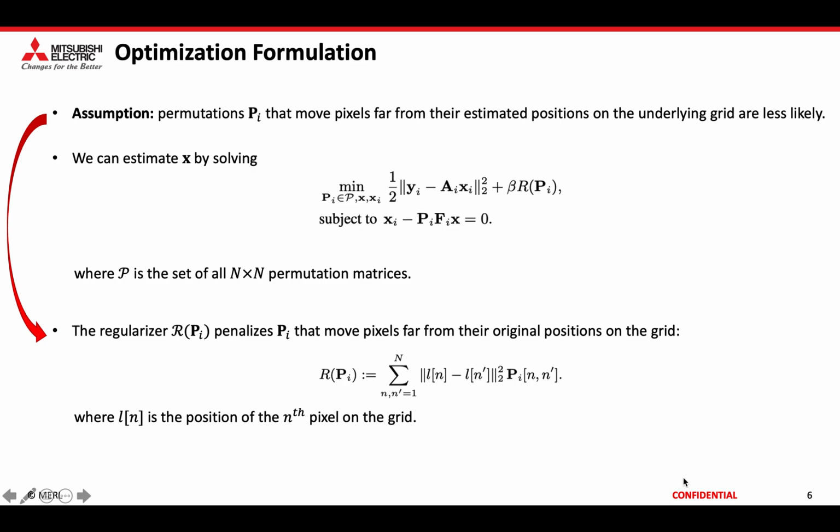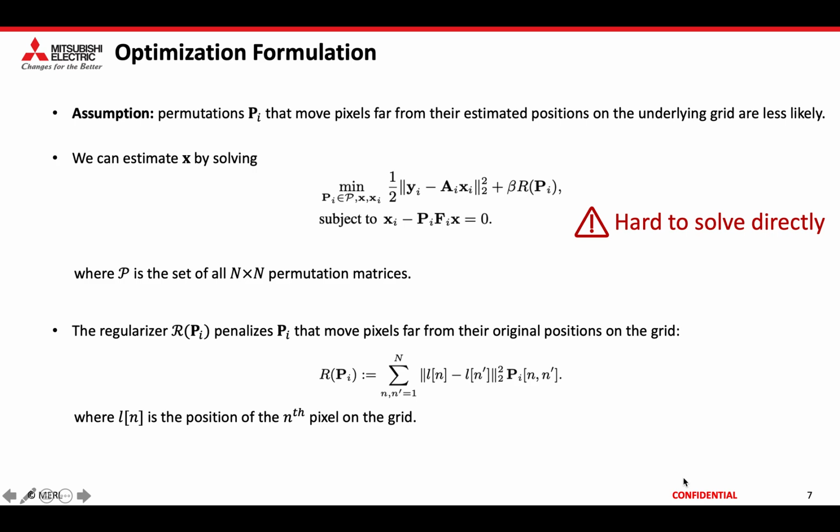Instead, we focus on the regularization for the permutation. The one that we define here is the weighted sum of all the entries of the permutation matrix, where the weight for the (m,n) entry is the distance between the mth and the nth pixel on the grid. Essentially, this will penalize permutations that move pixels far away on the grid, matching our assumption. While this is a reasonable formulation, the computation is very expensive, since it requires a combinatorial search over a set of N by N permutation matrices.